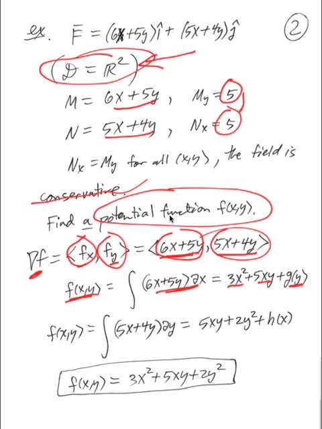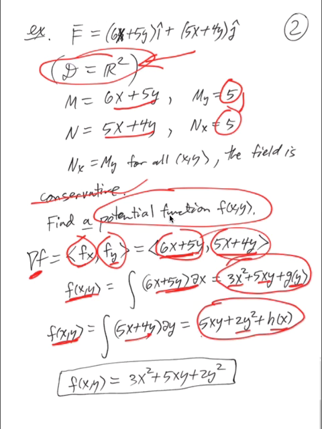Let's come back here and do this on the same footing. f should be the integral of the N with respect to y. That would be 5xy plus 2y squared plus an arbitrary function of x. But these two are supposed to be equal. This whole thing is supposed to equal this whole thing. How could that be?